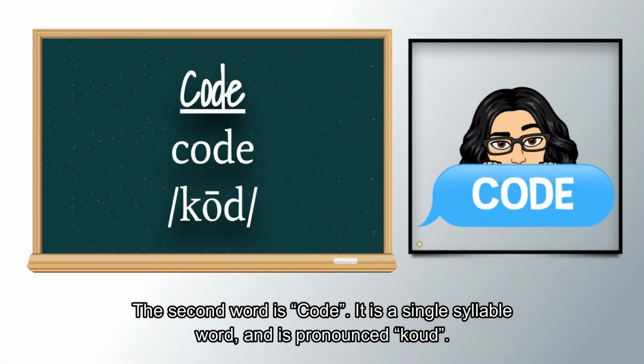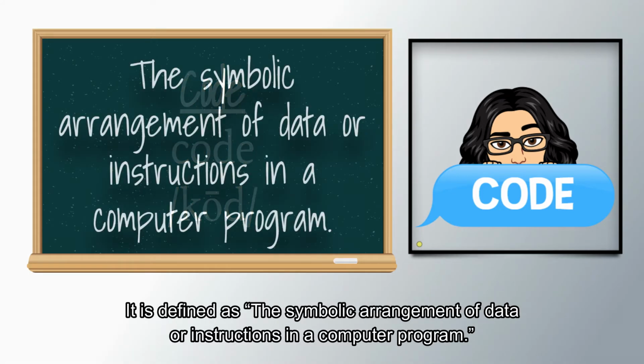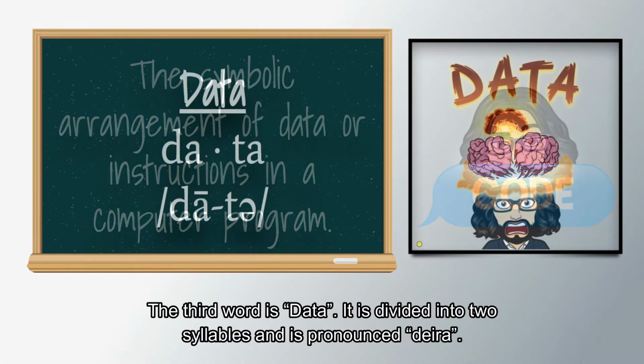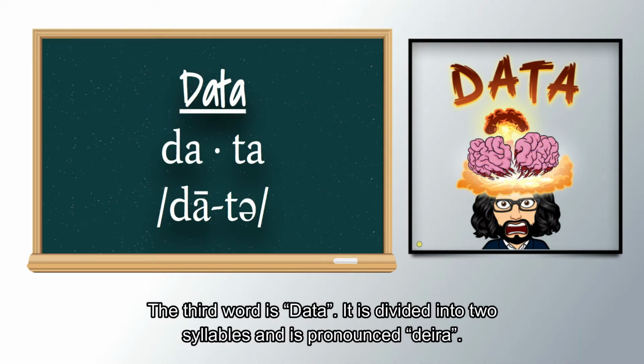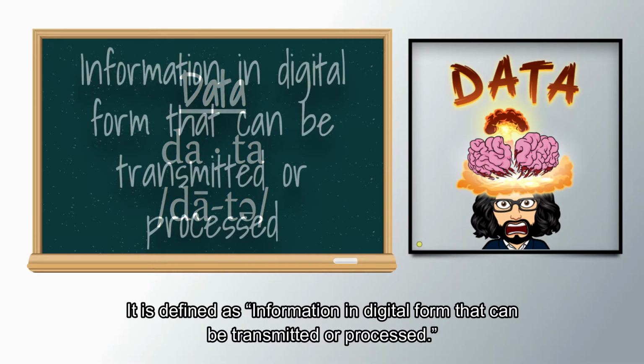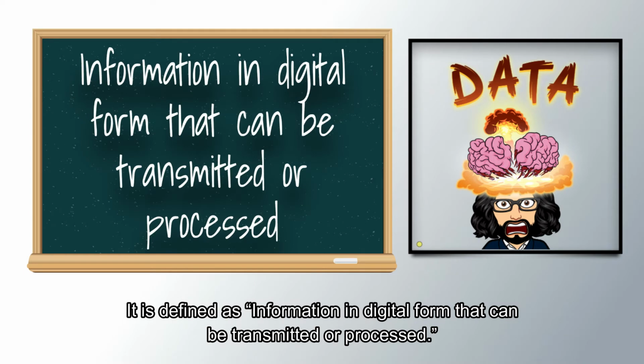The second word is code. It is a single-syllable word and is pronounced code. It is defined as the symbolic arrangement of data or instructions in a computer program. The third word is data. It is divided into two syllables and is pronounced data. It is defined as information in digital form that can be transmitted or processed.